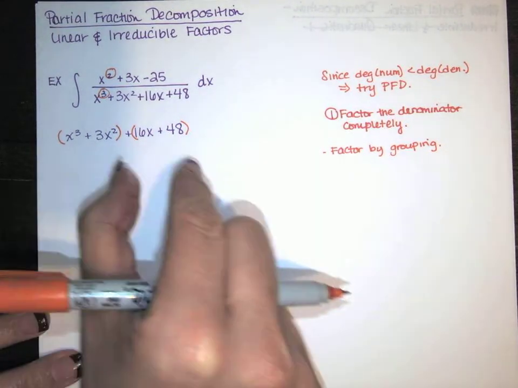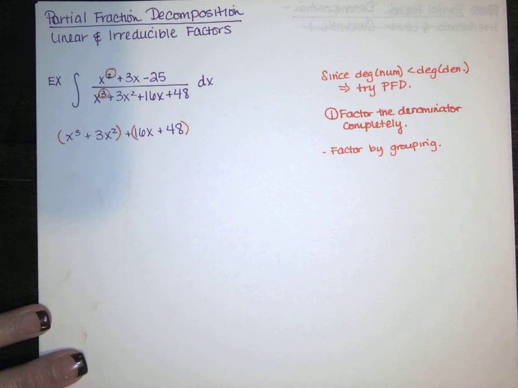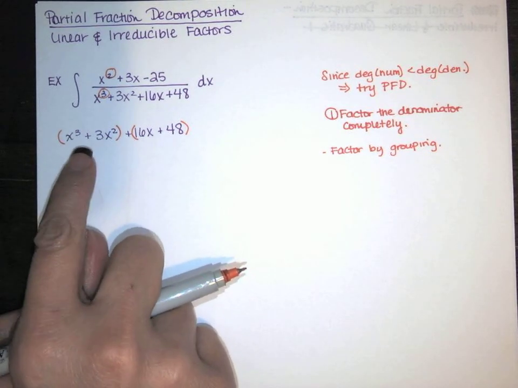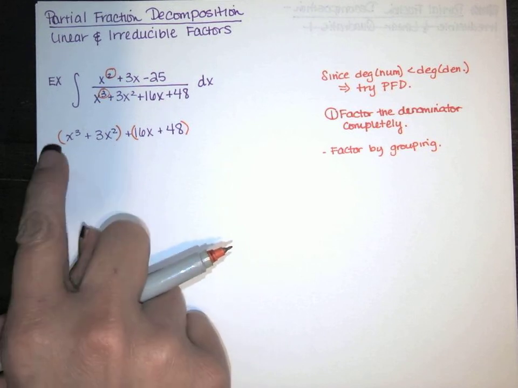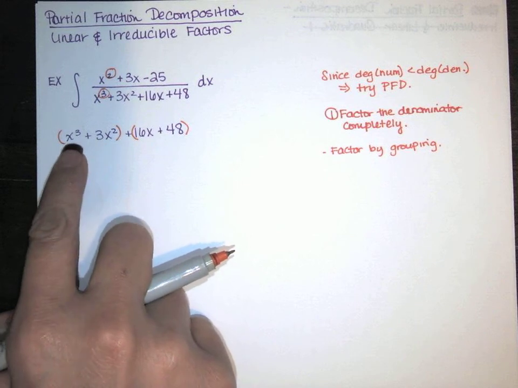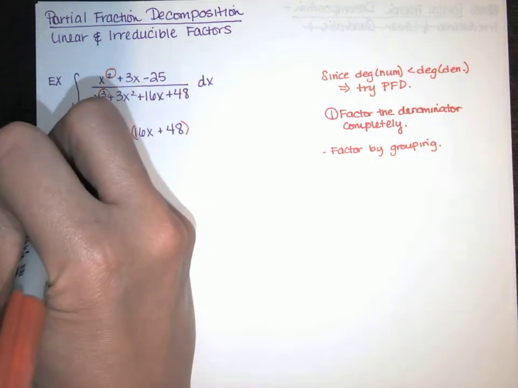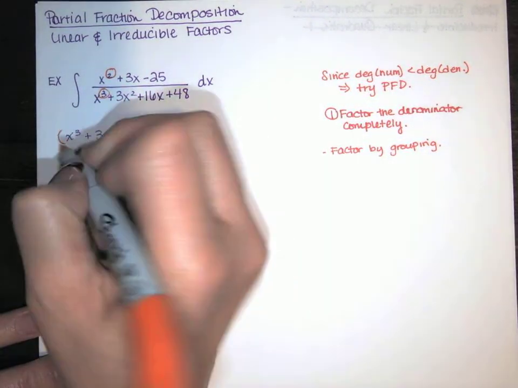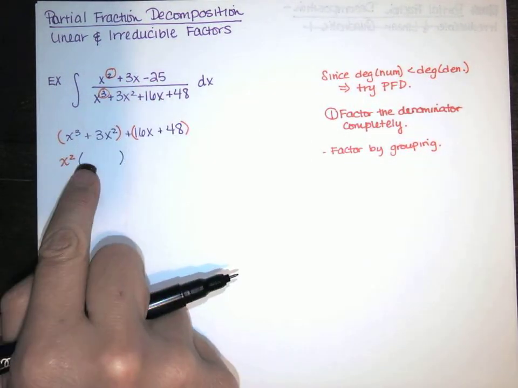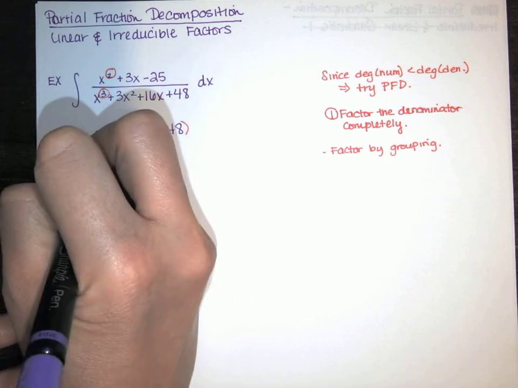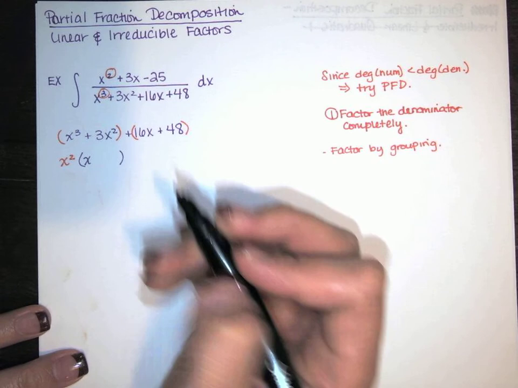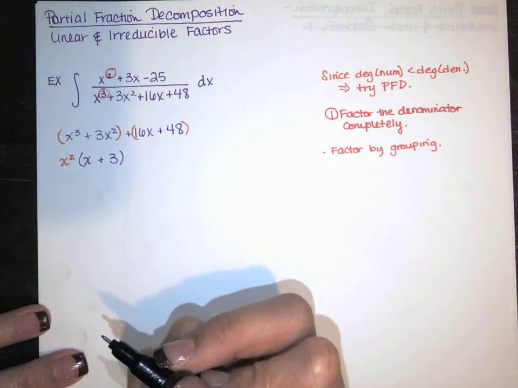So I group the first 2 terms together, and I group the last 2 terms together, and I factor out whatever these 2 have in common. I look at the x cubed and the 3x squared. The coefficients are just a 1 and a 3, which don't have anything in common. But the x cubed and the x squared have an x squared in common, so we're going to factor that out. And then we're going to be left with something. x squared times what will give us an x cubed? x squared times x gives us x cubed. And then x squared times what gives us 3x squared? A positive 3.